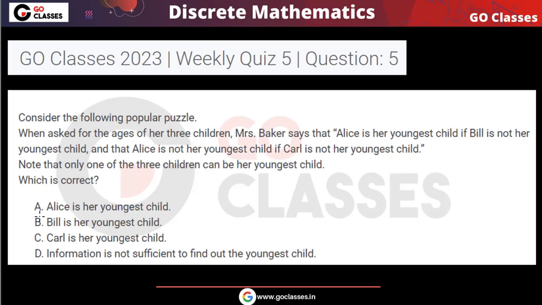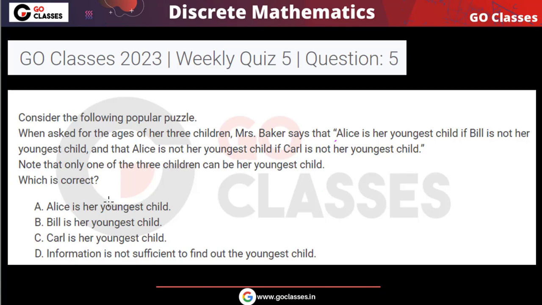Now, you can pose the question and think about how to solve it. The question is very simple. Remember, in this type of puzzle-related question, you just have to write it in the propositional logic format, in the logical, mathematical format. So what is the statement that Mrs. Baker has given? Mrs. Baker is saying that Alice is her youngest child.